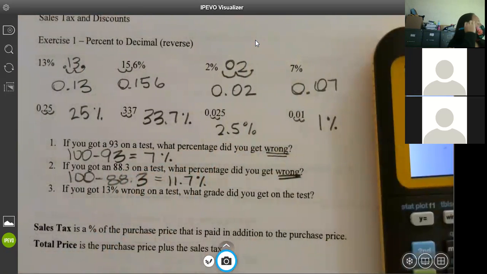This is just getting you working with decimals and percentages. There's really not a lot of this going on. When we get into the tax and discount part, that's what you need to know.